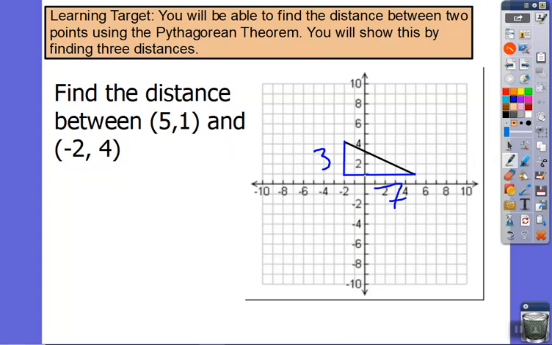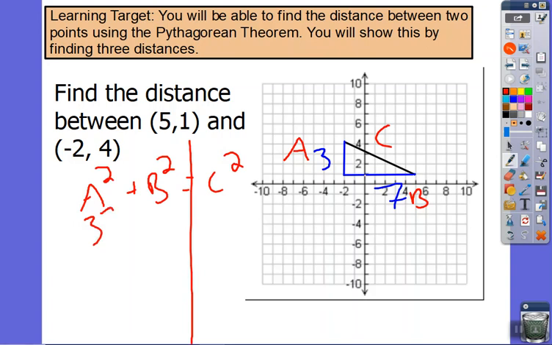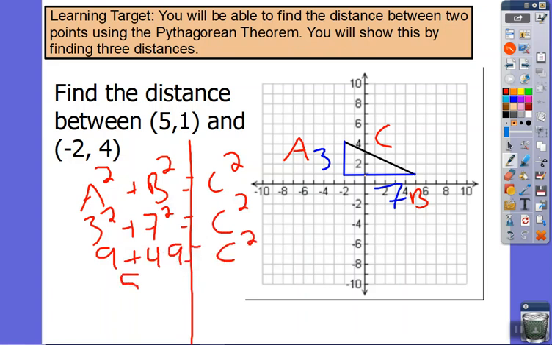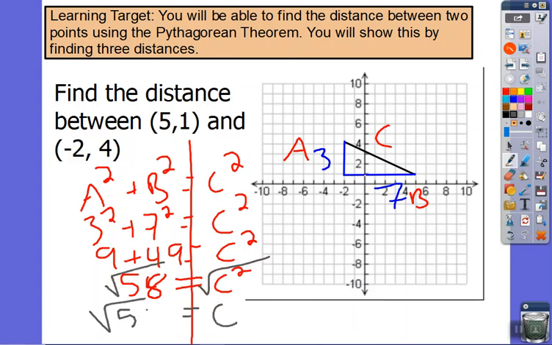Okay, my smallest side is going to be my A. Medium side is going to be the B. Longest side is the C. A squared plus B squared equals C squared. Putting in my 3, putting in my 7. 3 times 3, 7 times 7. I see a plus sign, so I'm going to do that. Opposite of square is square root. So C is the square root of 58.